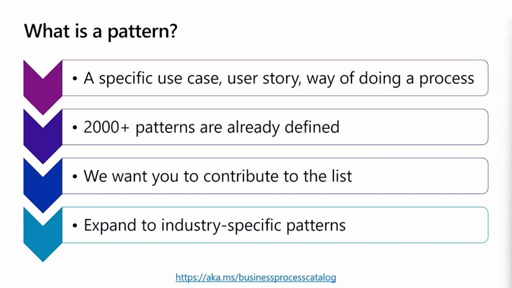We've already identified more than 2,000 patterns in our business process catalog, but we expect this number to grow significantly, and we want and need your help to make this happen. So we want you to contribute to that list, and I'm going to be demonstrating for you how to do that. Some things that we would like you to help contribute are industry-specific patterns or ISV-specific patterns.